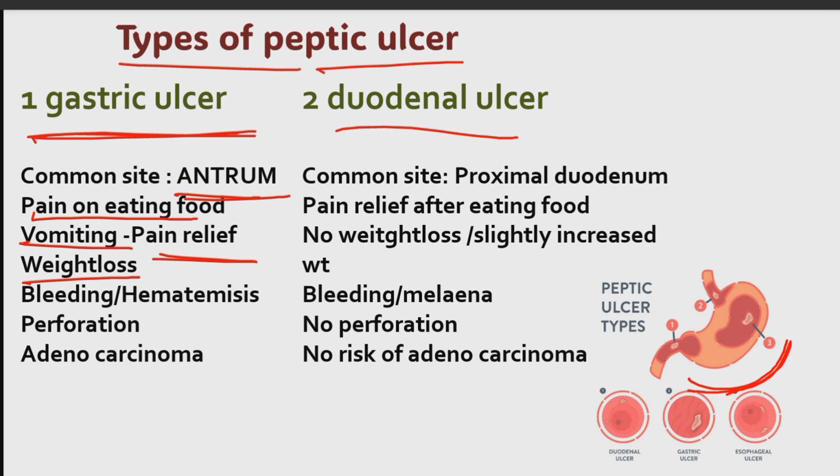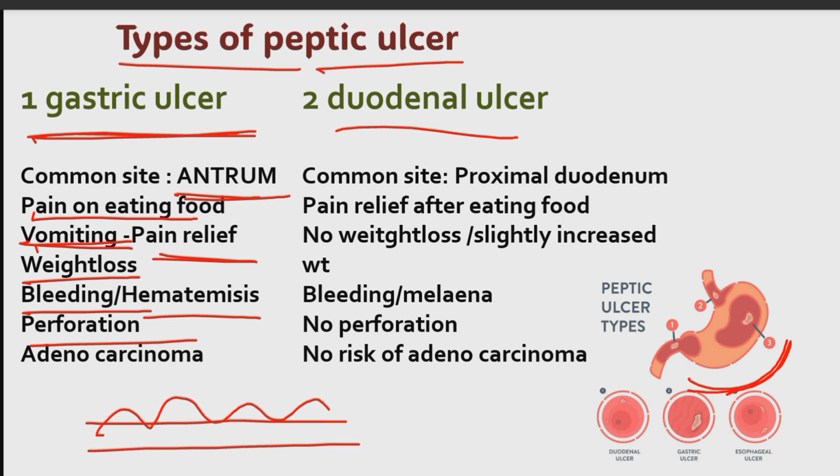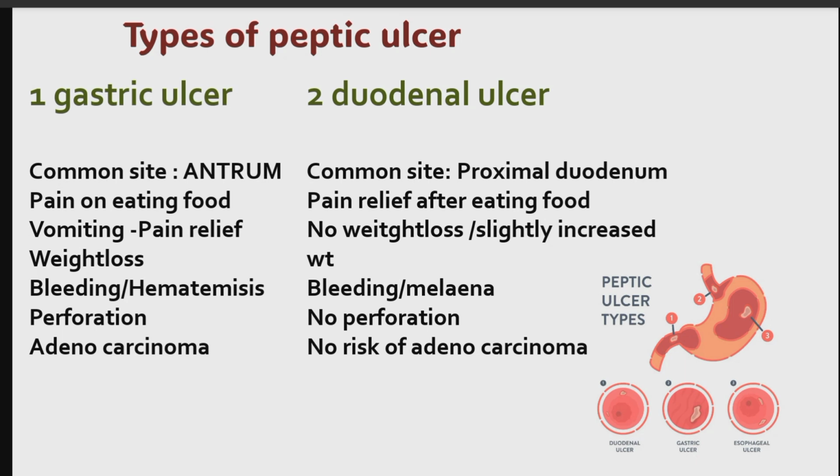Sometimes these gastric ulcers will bleed, and the blood which comes with vomit is called hematemesis. Perforation: assume that this is the wall of the stomach and this is the mucosal layer. Gastric ulcer occurs in the mucosal layer. Sometimes it will develop deeper into the walls like serosa, submucosa or muscularis. That is called perforation. Sometimes this gastric ulcer leads to the production of carcinogens or cancerous cells, leading to adenocarcinoma. So this is about gastric ulcer.